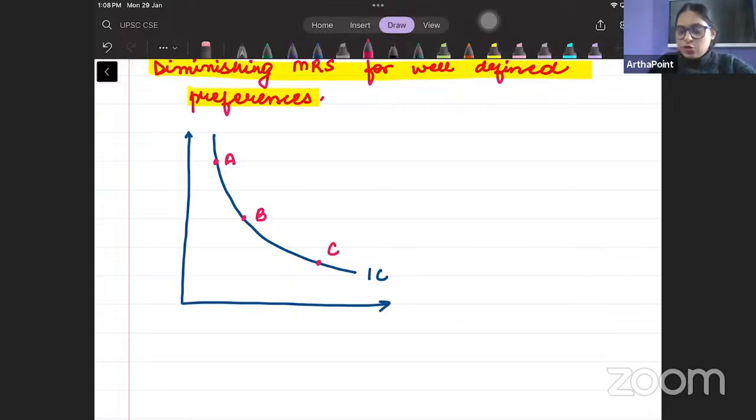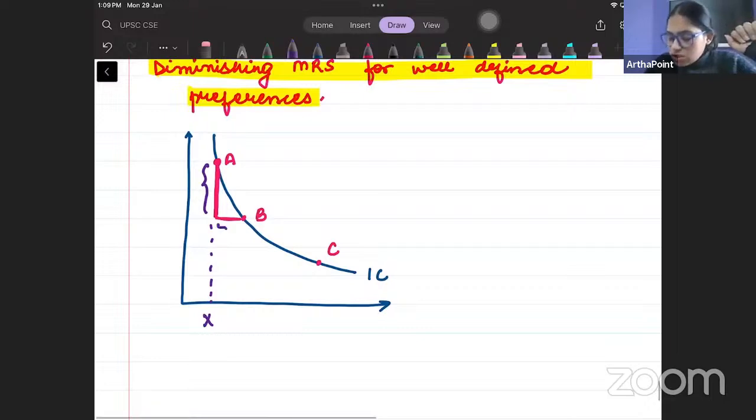When I am moving from A to B, I am giving up this much Y, I gave this much Y to consume an additional unit of X. Why? Because at point A, I have very less of good X. I had very little good X, so because good X was very little, it was very valuable for me. Right? So I wanted to give the maximum good Y possible to consume an additional unit of good X.